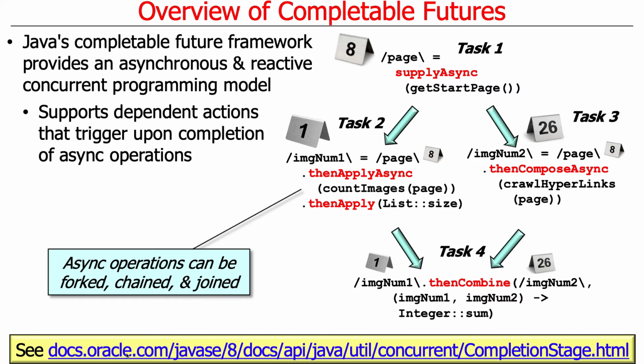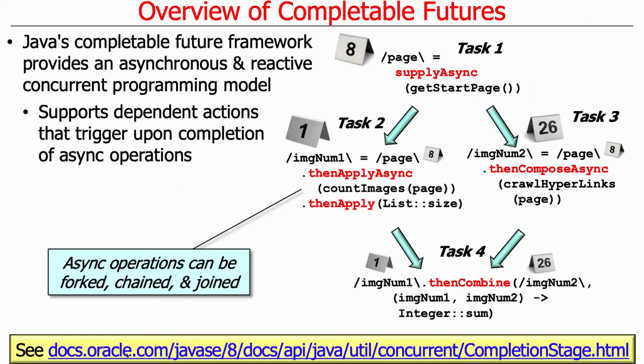So that's showing you visually, with some pseudocode-like approach, how this gets applied in the Java Completable Futures framework. And all the things I've highlighted in red, supply async, then apply async, then compose async, then apply, then combine, those are all methods defined on the Completable Future framework. And they allow you to fork, and then chain, and then join the results. So these are asynchronous operations that are forked, chained, and joined.